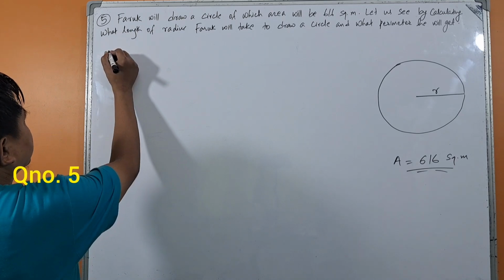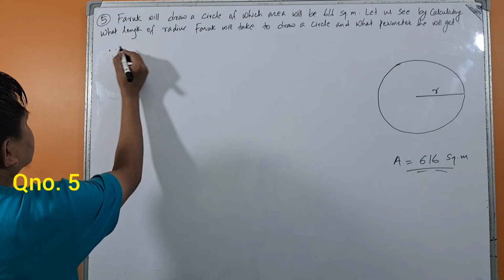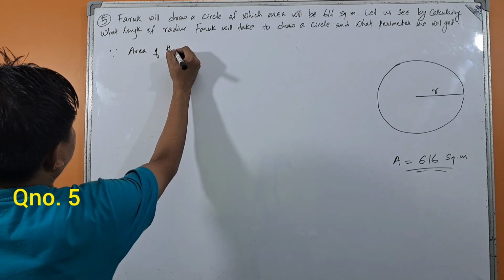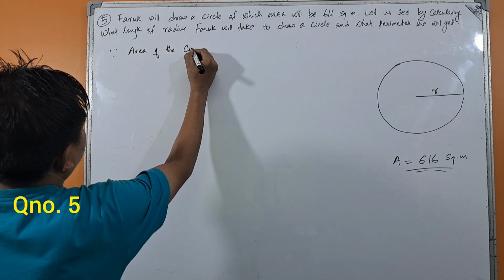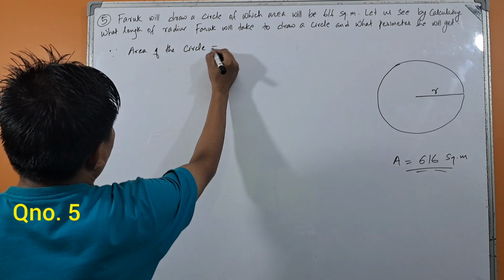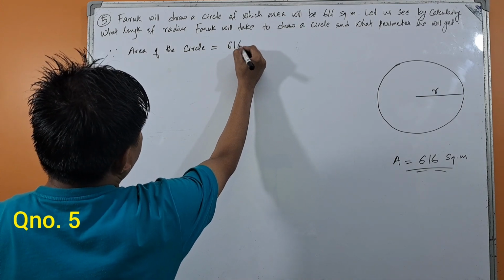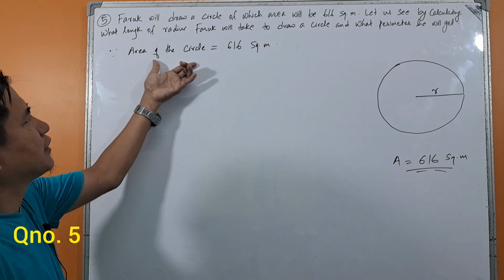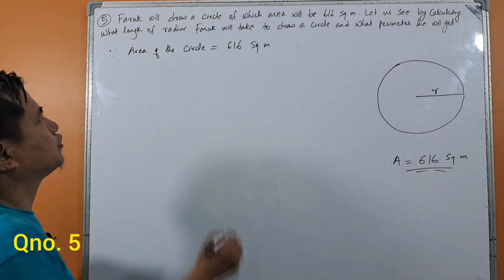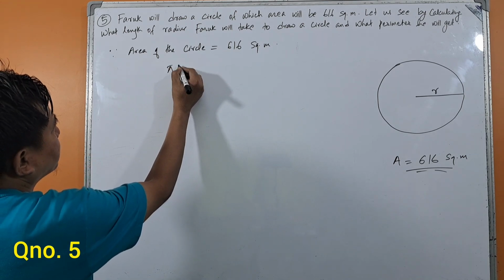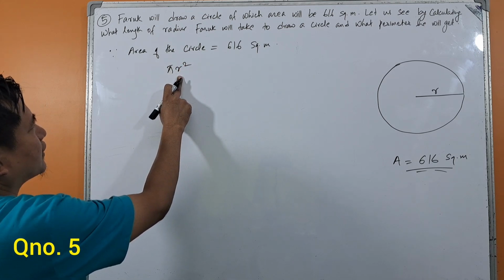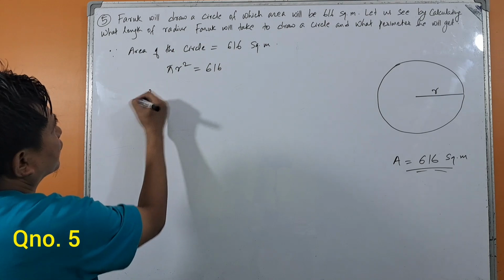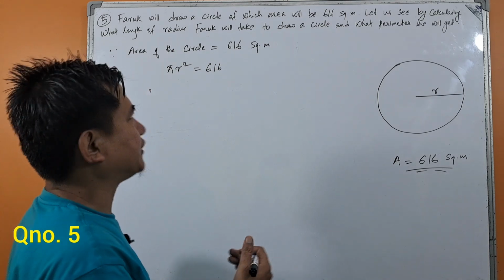So let's write the given conditions. Since the area of the circle drawn by Farooq is 616 square meters, this is given. What is the formula for the area of a circle? Pi r square, isn't it? Pi r square is the area of the circle, which is equal to 616. From this equation, we have to find the radius.